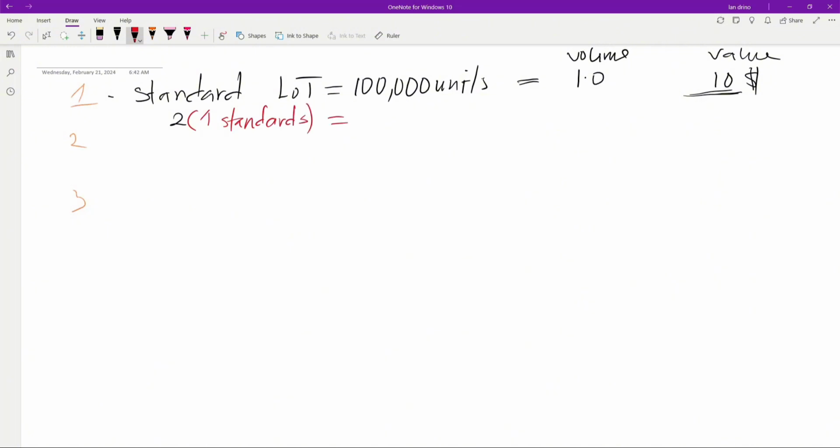So you are going to be controlling a position of 200,000 units of base currency. And what is going to be our trading volume? 2.0. What is going to be our value per pip? 20 United States dollars, just like that.